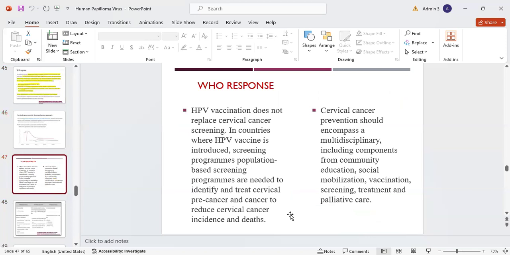WHO response: HPV vaccination does not replace cervical cancer screening in countries where the HPV vaccine is introduced. Population-based screening programs are needed to identify and treat cervical precancer and cancer to reduce cervical cancer incidence and death. Cervical cancer prevention should be multidisciplinary, including components from community education, social mobilization, vaccination, screening, treatment, and palliative care.